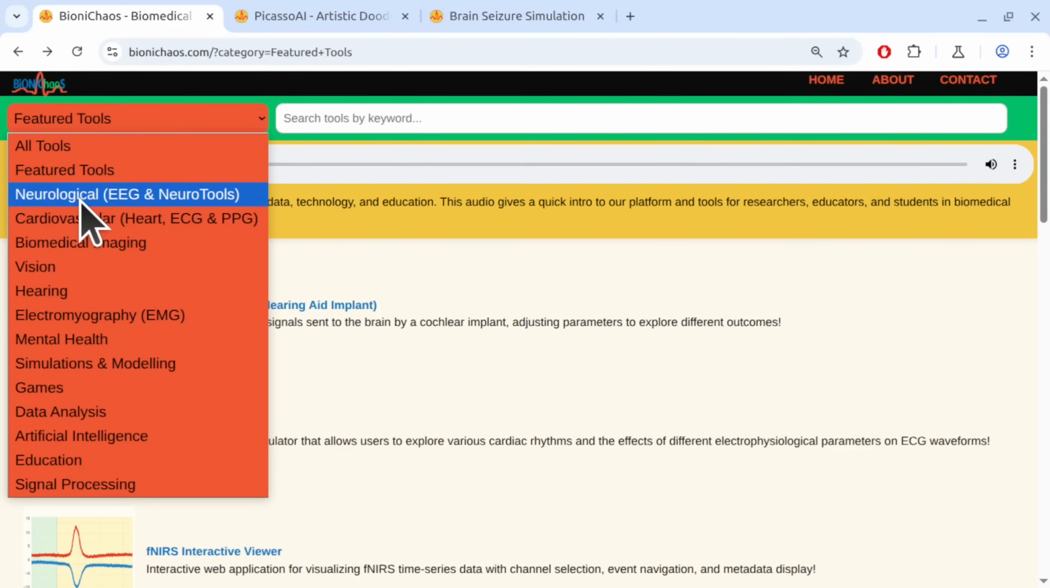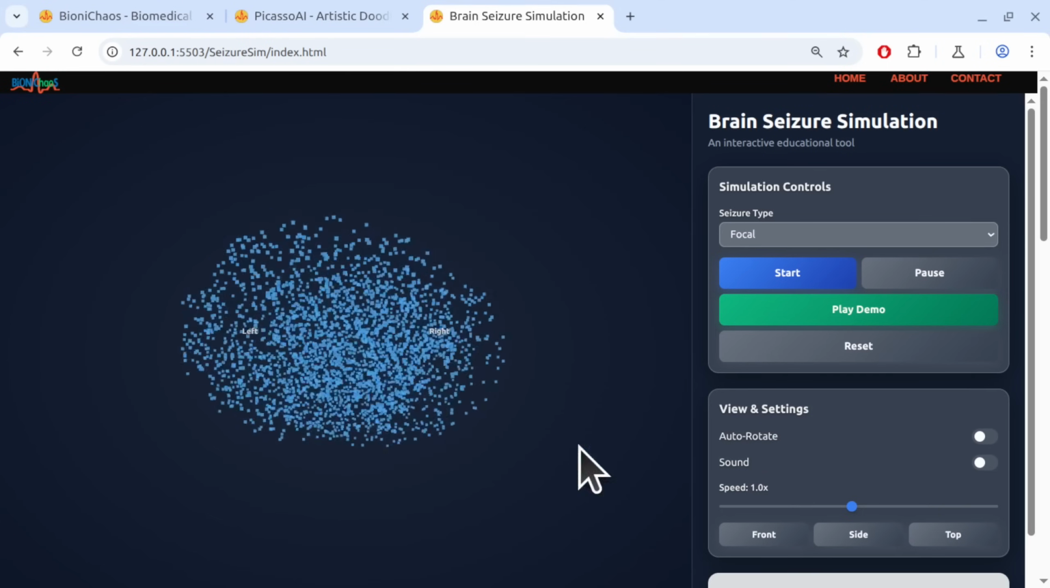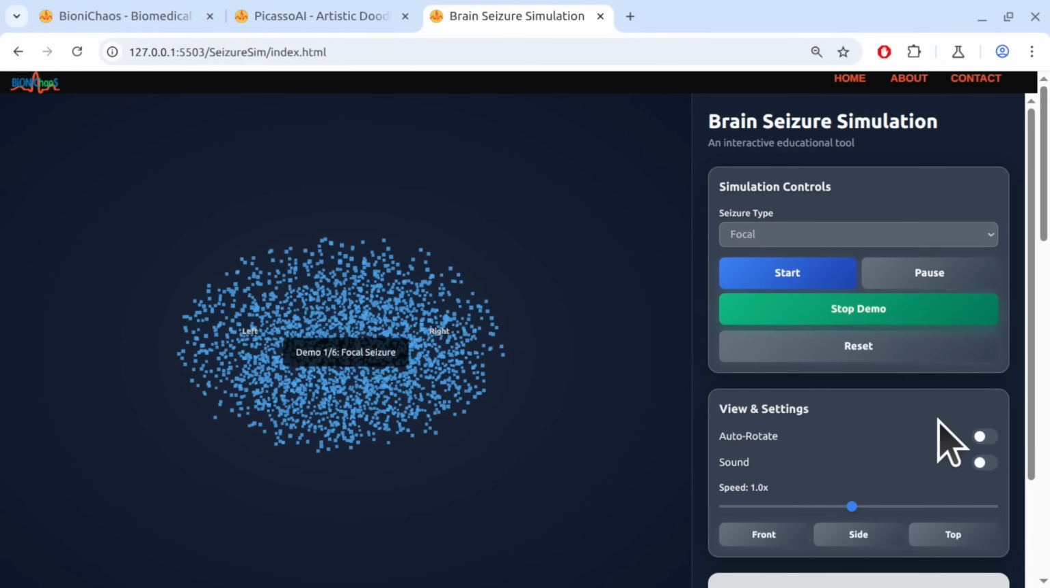We're looking at something fascinating, maybe a bit unsettling. It's a brain seizure simulation. Yeah, you heard that right. An interactive tool lets you see and even hear a representation of a brain seizure for educational purposes. It's definitely a compelling idea.